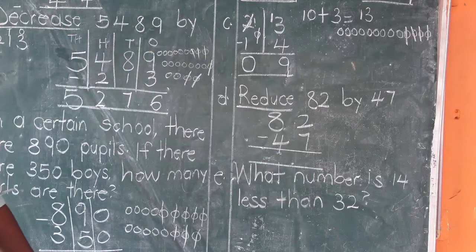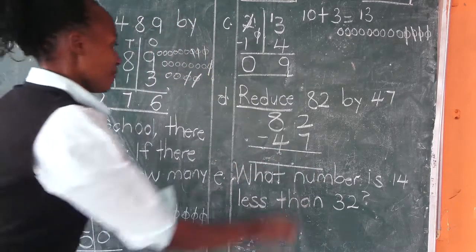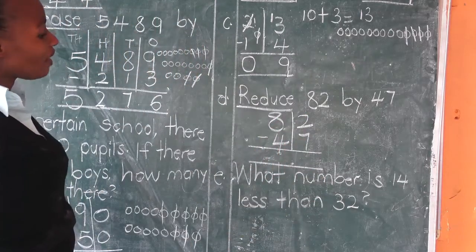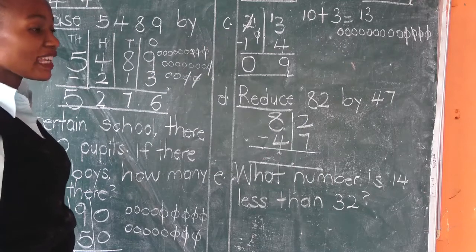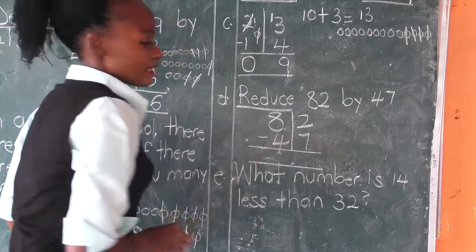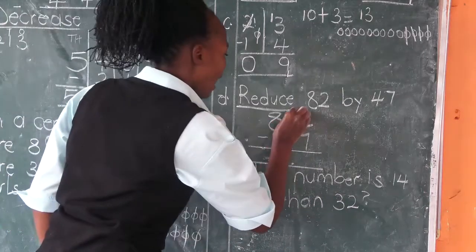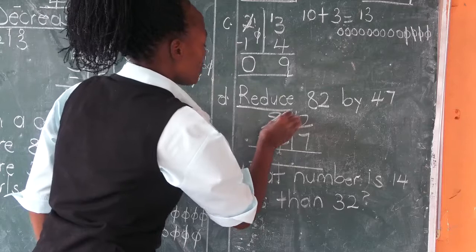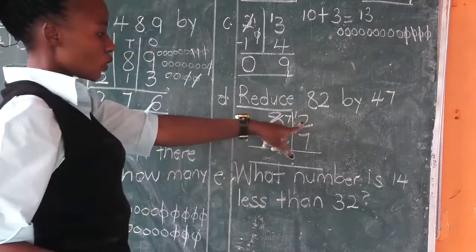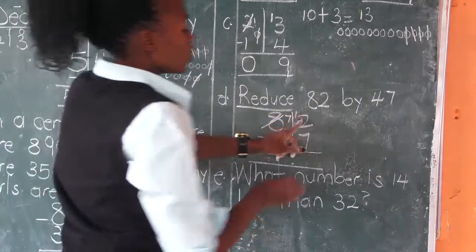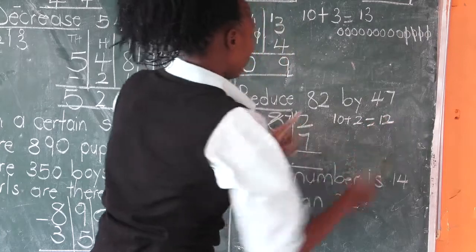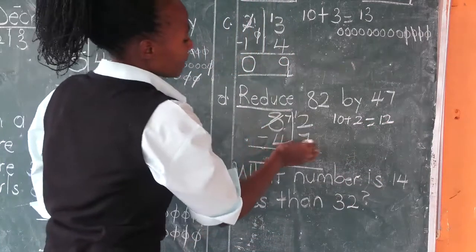82 by 47. Our line in the middle first. When we come to ones, we have 2 take away 7. Still we are going to say, let's say impossible, so that we can borrow from the next place value. We shall borrow 1. Then here we shall remain with the 7 tens only. Then when you borrow 1, we add it on 2. That was 1 ten plus 2, which is 12. Now we shall get 12, take away 7.